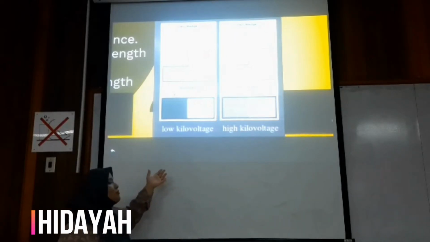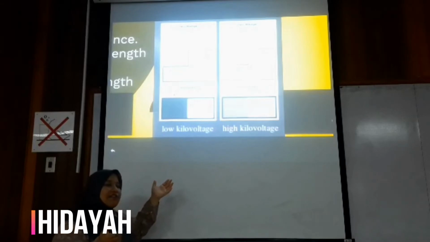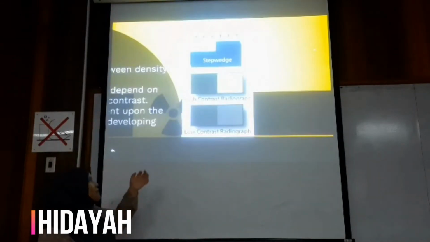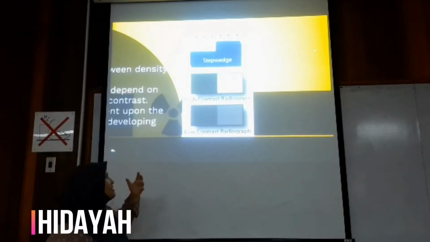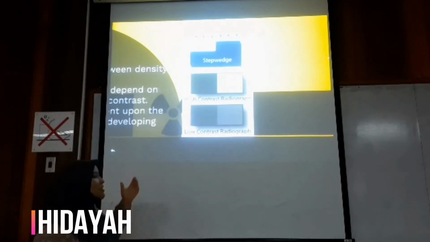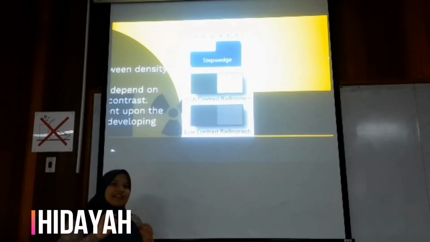This is due to the length of the wavelength used. As I explained just now, this one is just a comparison between the high contrast and low contrast. So in industrial radiography, we want the image to be in high contrast so that we can easily look at the defect in the subject.